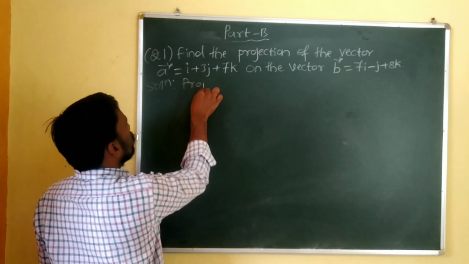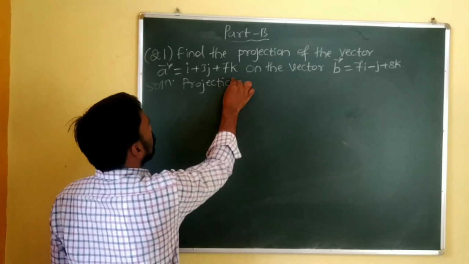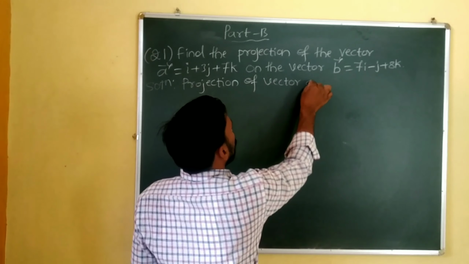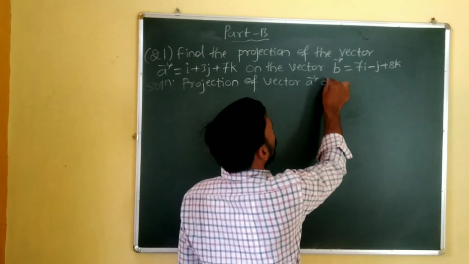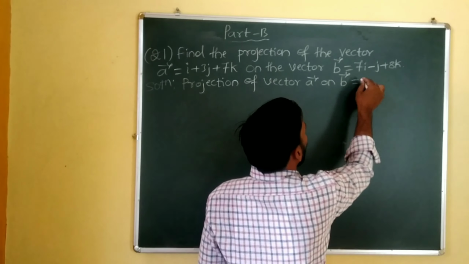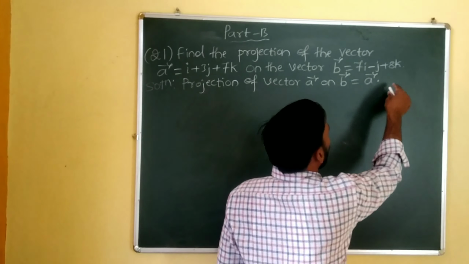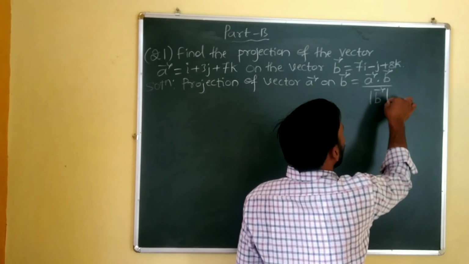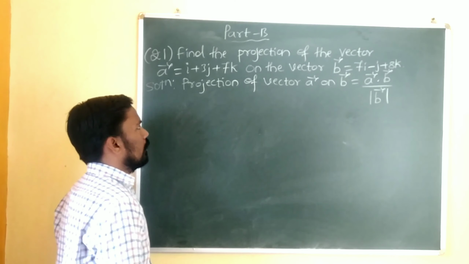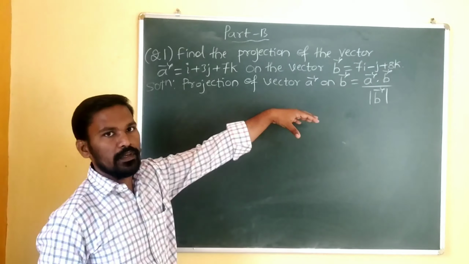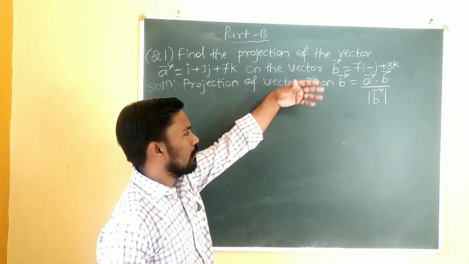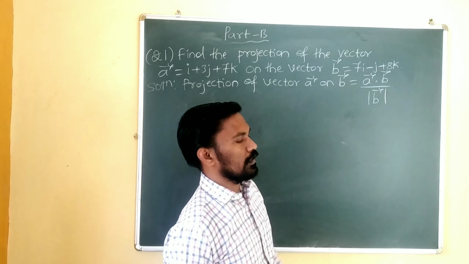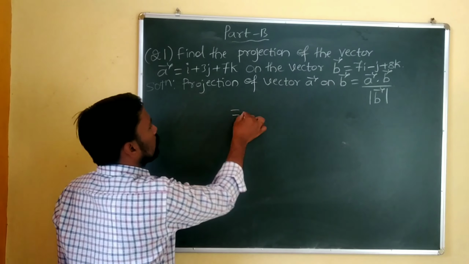Projection of vector A on B is equal to A dot B divided by magnitude of B. This is the simple formula used to calculate projection of vector A on B in general. Projection of first vector on second vector is equal to dot product of those 2 vectors divided by magnitude of second vector. That is equal to A dot B.